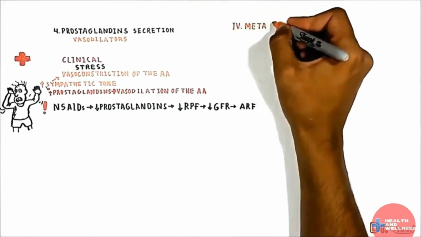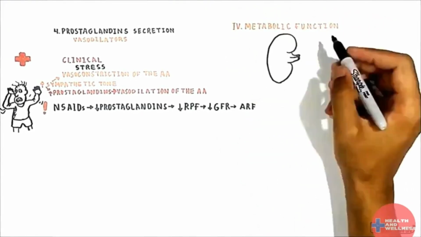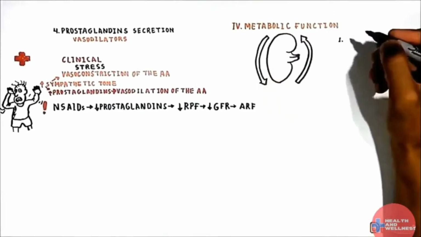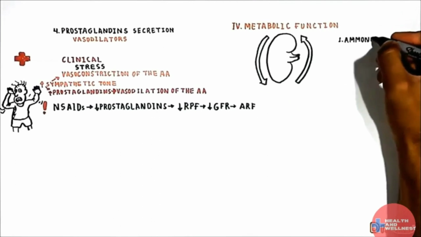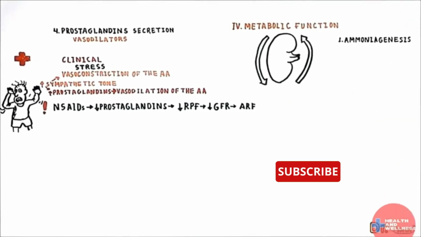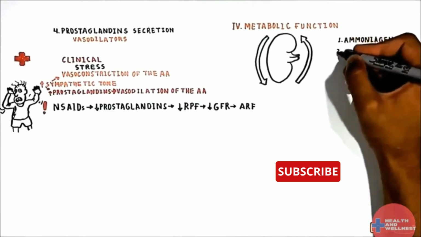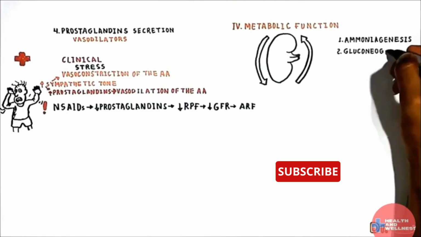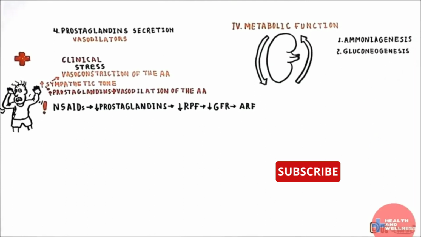And finally, there's the metabolic function of the kidneys. The first very important metabolic function of the kidneys is ammoniogenesis, which has an important role to play in acid-base homeostasis. Also during starvation, the kidneys have the ability to produce glucose through the process called gluconeogenesis.